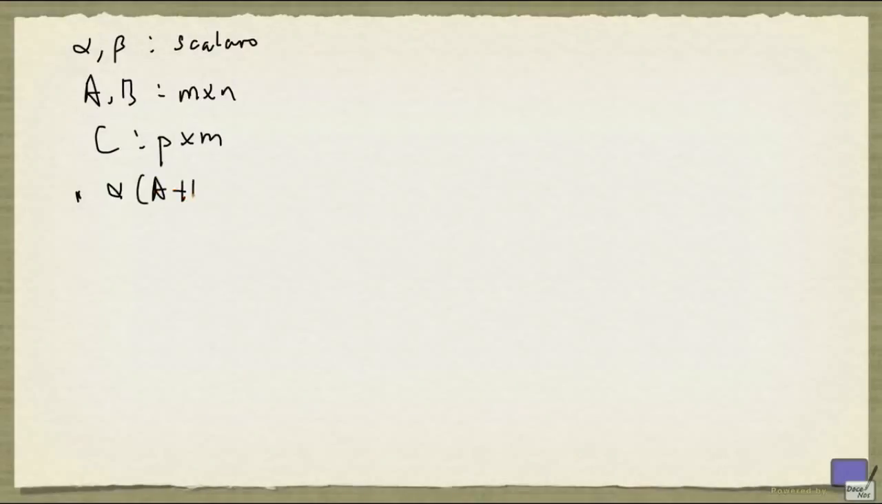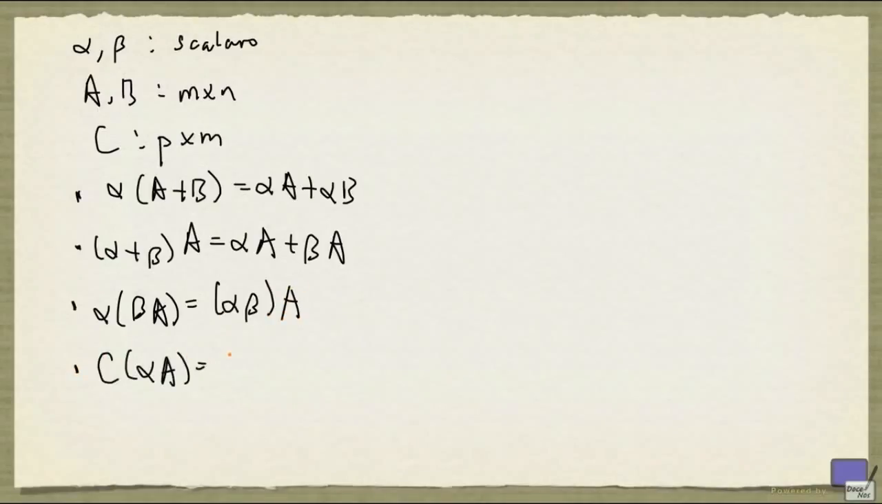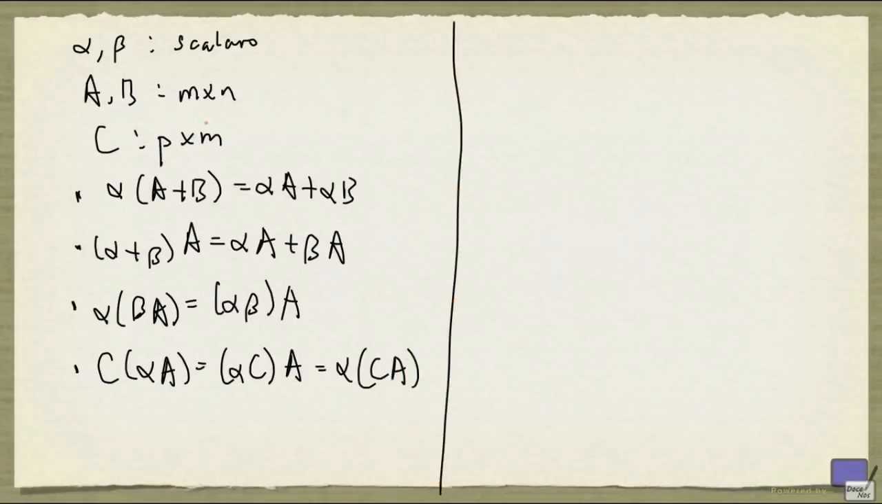Then the following properties hold. Alpha times (A plus B) is the same as alpha times A plus alpha times B. (Alpha plus beta) times A is the same as alpha times A plus beta times A. Alpha times (beta times A) is the same as (alpha times beta) times A. And C times (alpha times A) is the same as alpha times (C times A). So those properties allow us to do a lot of simplification in matrix computations.